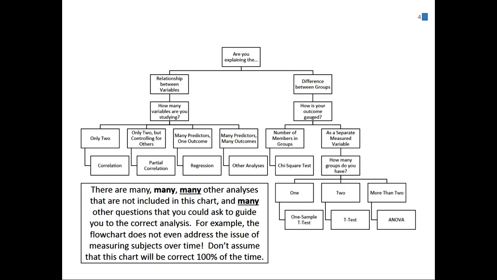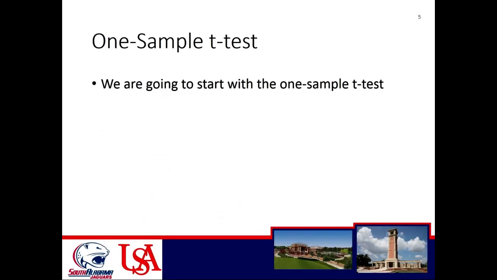And today we're going to cover the instances where we have one group, as well as the instances where we would have two groups we want to compare. So we're looking at the difference between groups. Our outcome is measured as a separate measured variable. And a one sample t-test we would use when we have one group in that instance. And a t-test or a two sample t-test is when we would have two groups. Okay, so we're going to start today by discussing the one sample t-test.